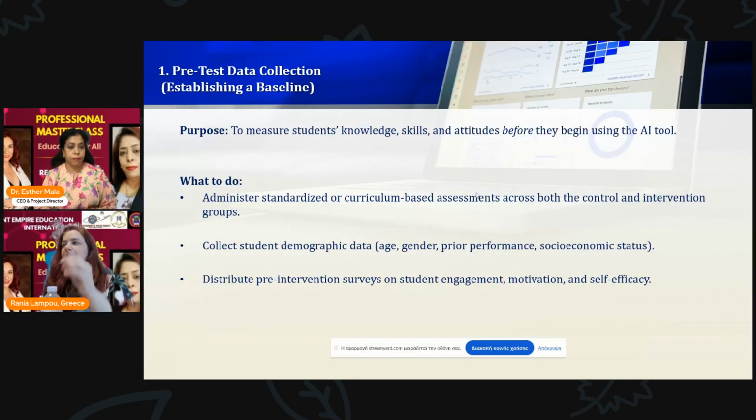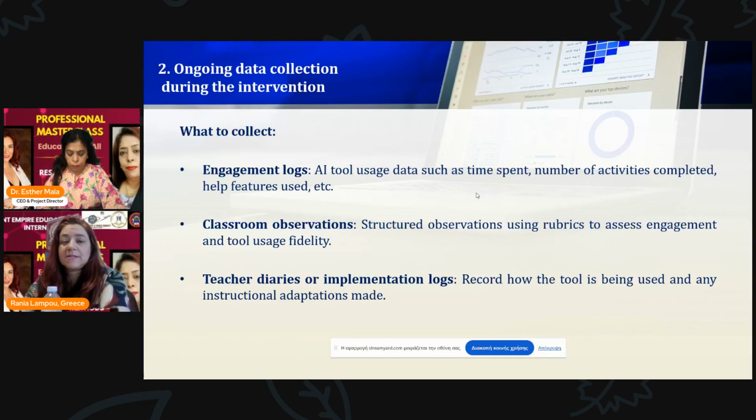And first, the pre-test data collection. We try to measure students' knowledge and skills and attitudes before they begin. Then we can give them a standardized or curriculum-based assessment, both across control and intervention groups. We can collect then student demographic data, the gender, economic status. Then we can distribute pre-intervention surveys on student engagement or self-efficacy.